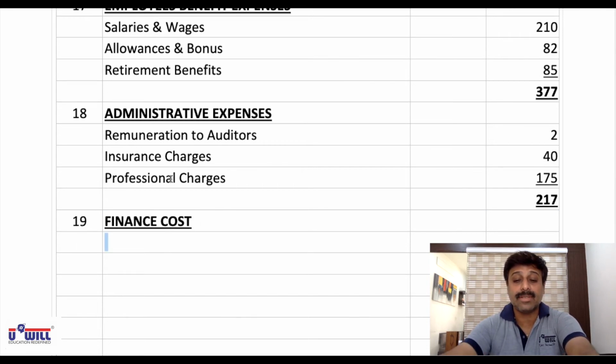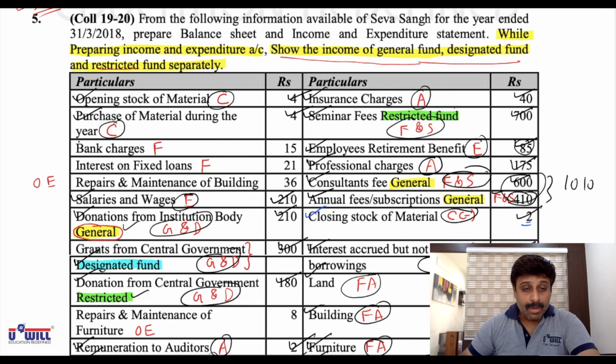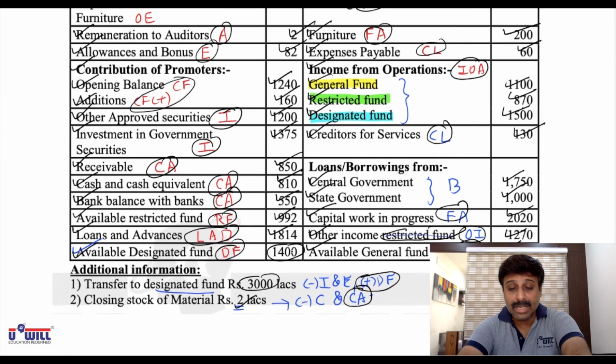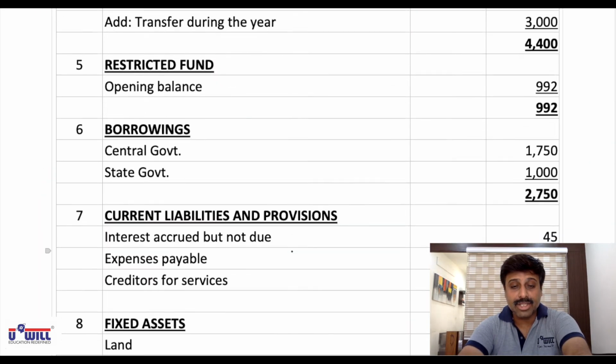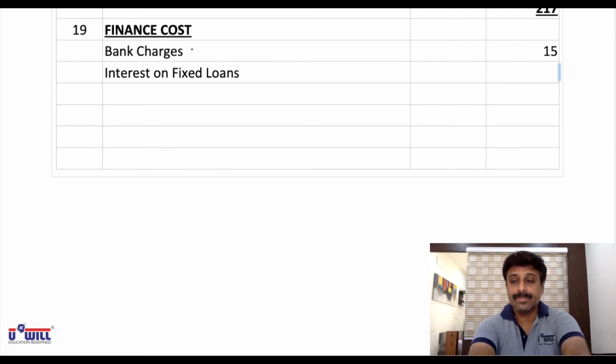Okay, F marked items. Let us see what is marked as F. Bank charges 15 and interest on fixed loans 21. So two items are there, 15 and 21. No other item is there. Bank charges 15 and interest on fixed loans 21. Total will come to 36.